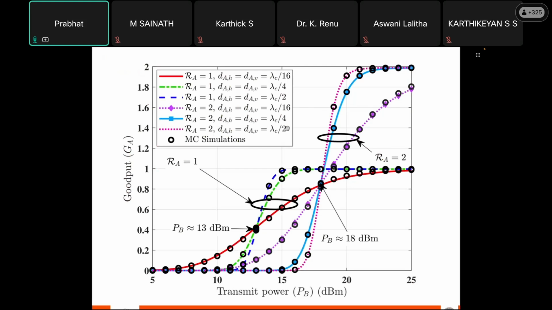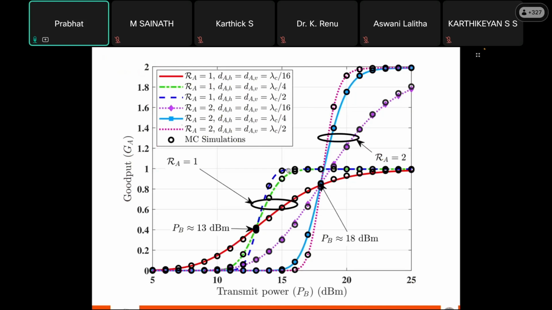Now if you take constant spacing like lambda by 2, the goodput achieved is higher for higher value of RA. So if you see this figure and this blue figure, if you are taking lambda by 2, the goodput would be higher for higher value of RA, right?